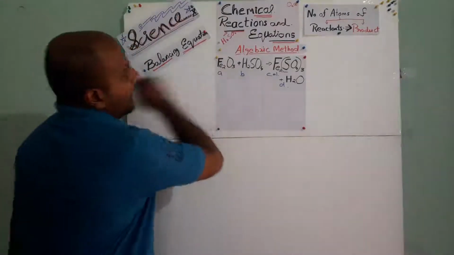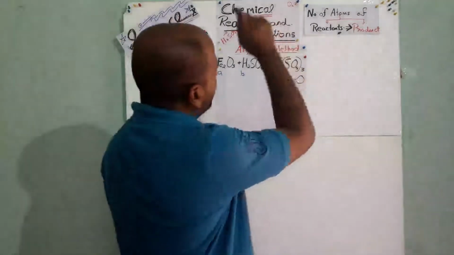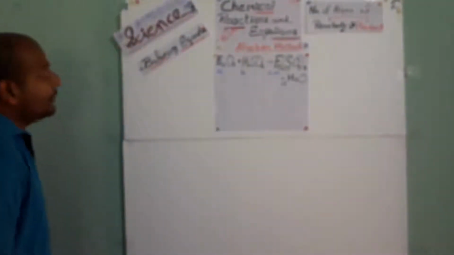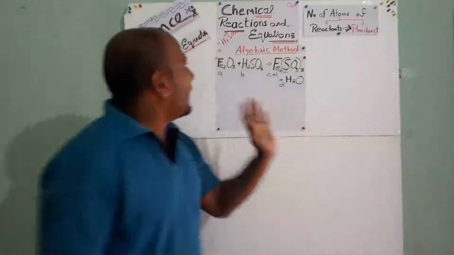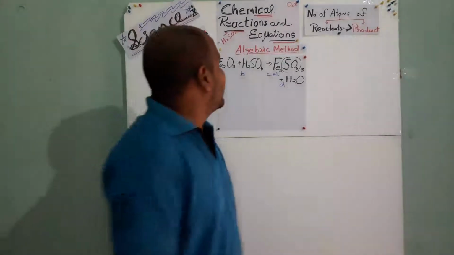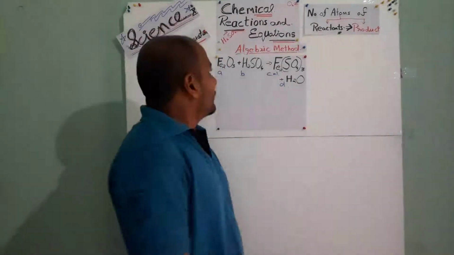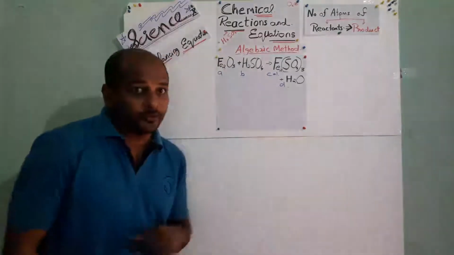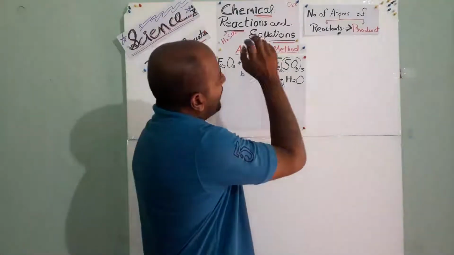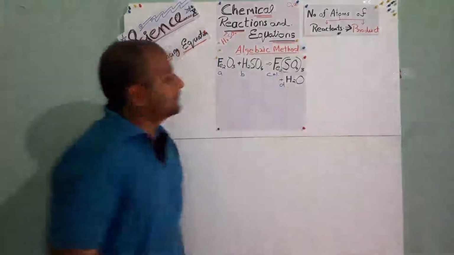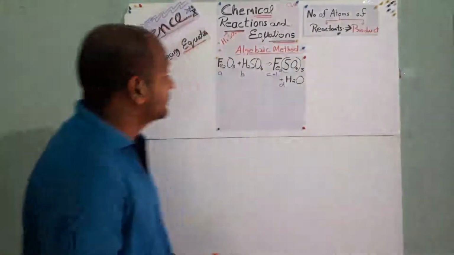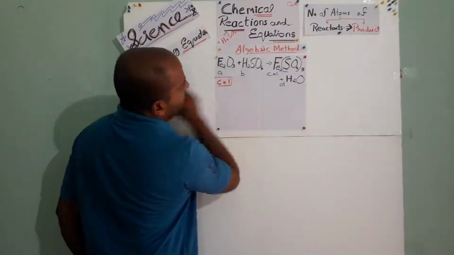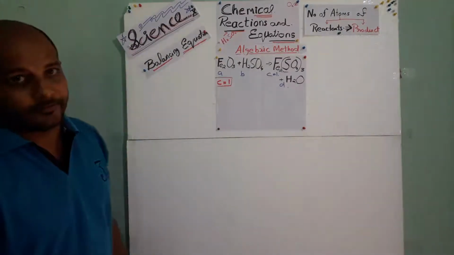For Fe2O3 I give A, H2SO4 I give B, Fe2(SO4)3 I give C, and H2O I give D. So the ferric oxide, iron oxide, plus sulfuric acid will give ferric sulfate and water. Which compound has the maximum mass? Of course it is Fe2(SO4)3, because here there are 2 iron, 3 sulfur and 12 oxygens. So I will take C is equal to 1. I got one equation, isn't it? From here we can start solving.